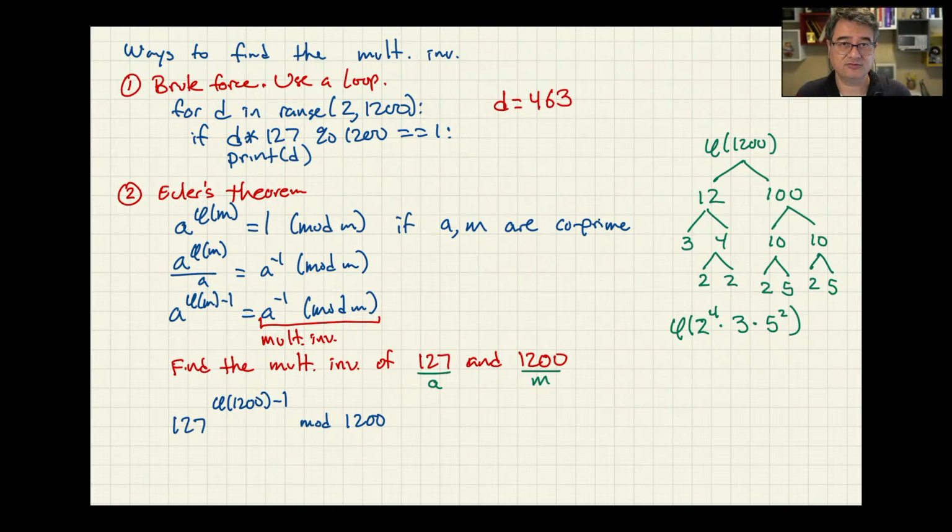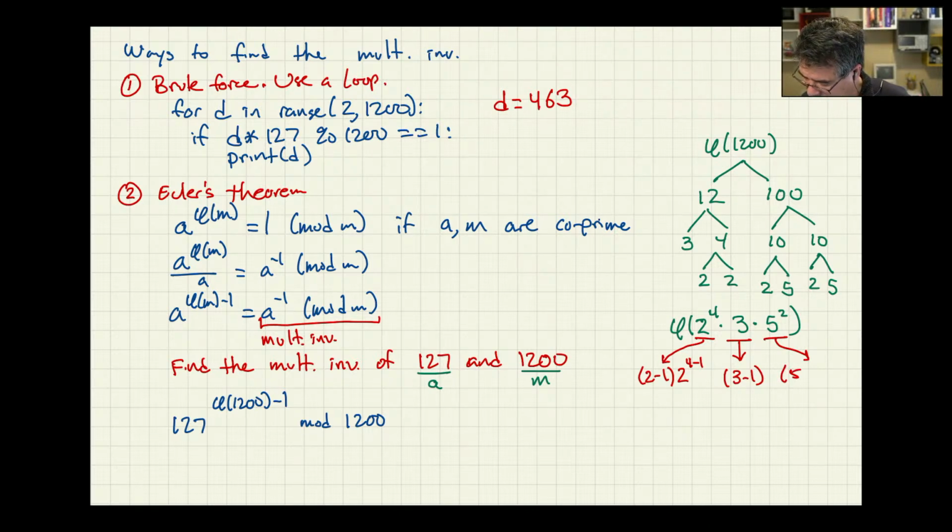Okay? So we have two prime factors, 2 and 5, that are each raised to a power, and we have one standalone prime factor. For the ones that are raised to a power, we have a formula for calculating this. And remember, it was p minus 1 times p to the n minus 1. So basically you take the base, which is 2, and you subtract 1, and you multiply that by the base raised to the exponent minus 1. And then the 3 is easy to handle. That's just 3 minus 1 because it's prime. And then the 5 squared we'll handle the same way we did the first one, the 2 to the 4th. This is 5 minus 1 times 5 to the 2 minus 1.